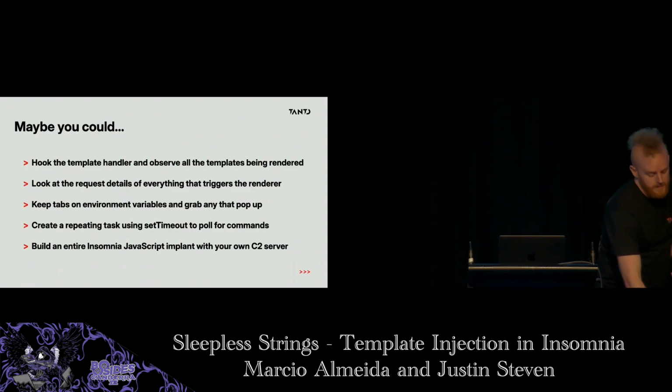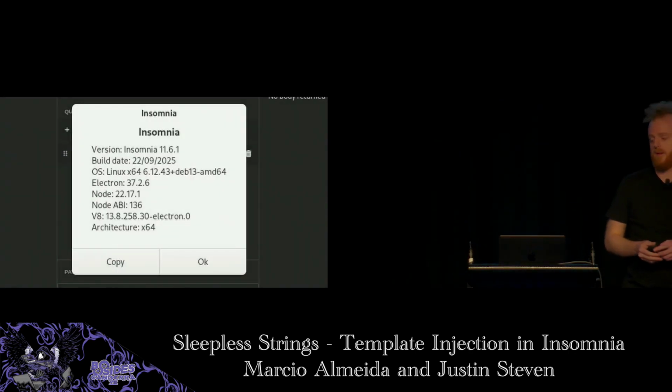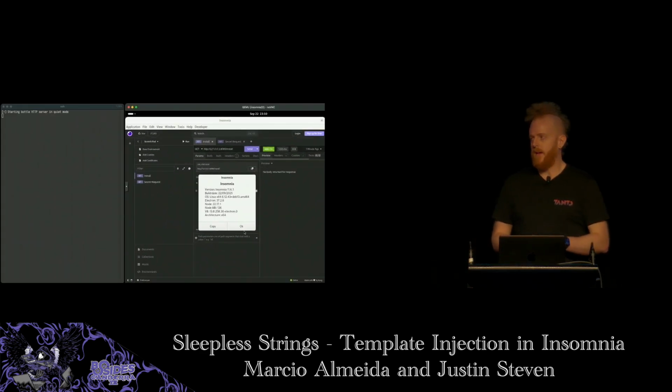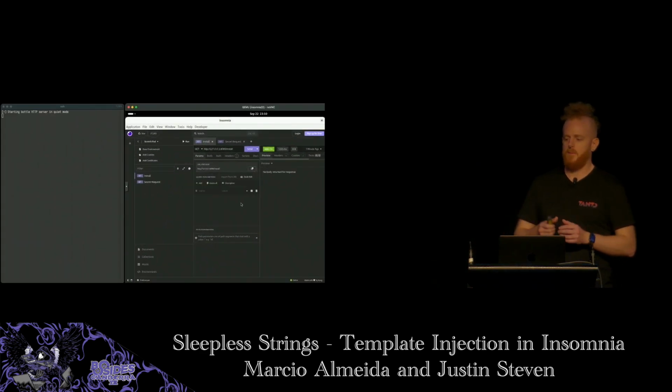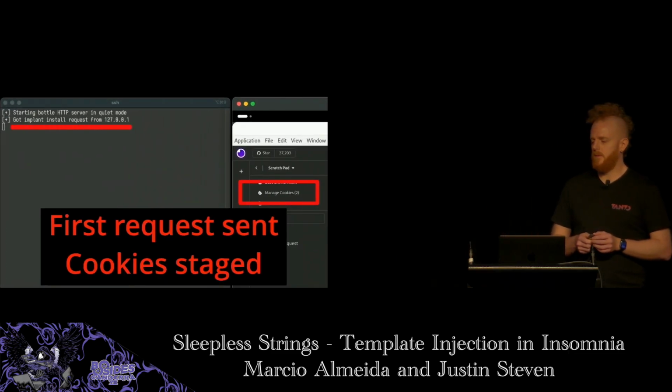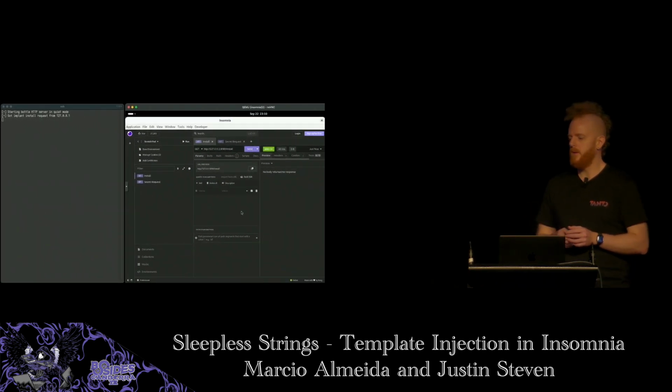I don't know why you would do this, but if you did, it might look like this. So we've got an attacker's web server on the left and Insomnia on the right. The user sends a first request to the web server, which sets a couple of cookies. Two of them. We've got two bypasses. May as well use both. We paid for both, use both.